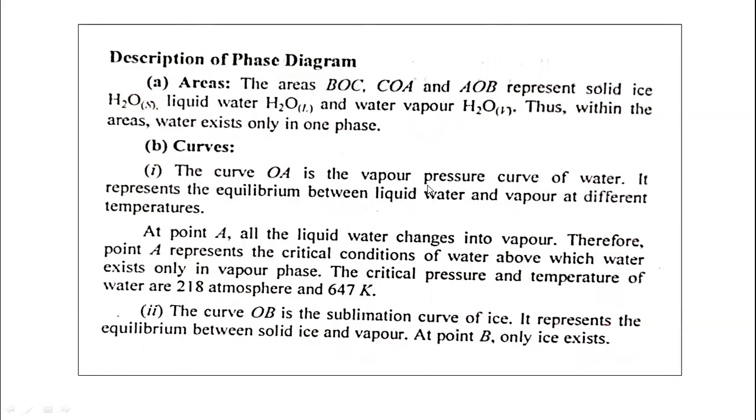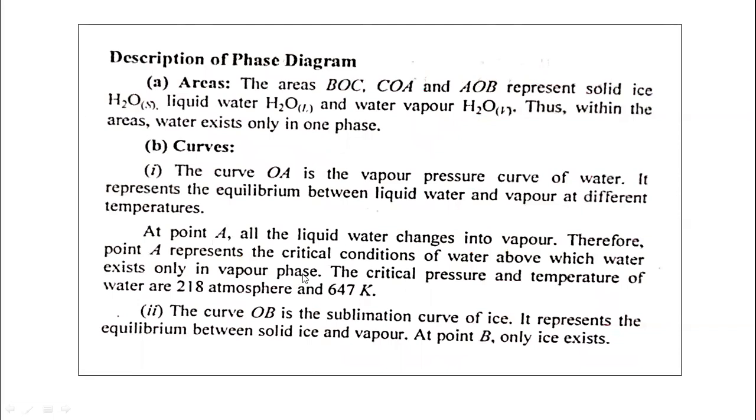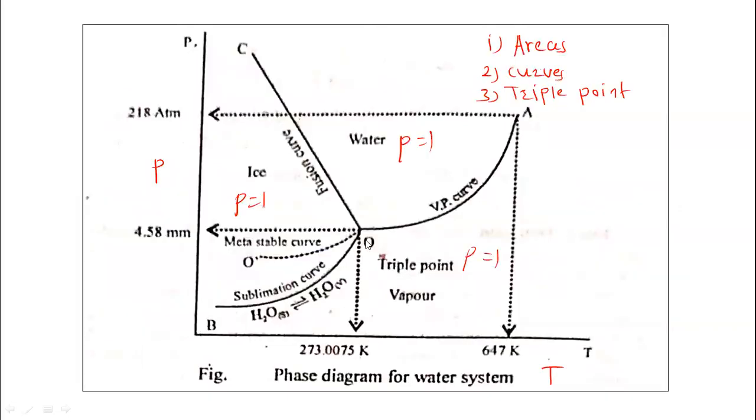Then the curve OB is the sublimation curve of ice. You can see this curve OB. Sublimation means solid water as well as vapor water are existing here, so it is called a sublimation curve. It represents the equilibrium between solid ice and vapor water. Both phases are existing there, solid ice as well as vapor water. Along this curve OB, two phases exist at each and every point. If you take any point here, the two phases are in equilibrium: solid ice and vapor water.